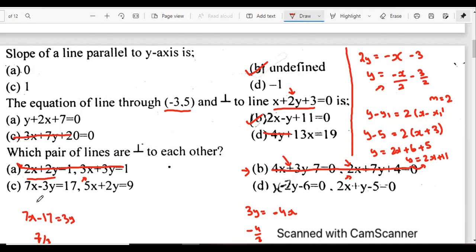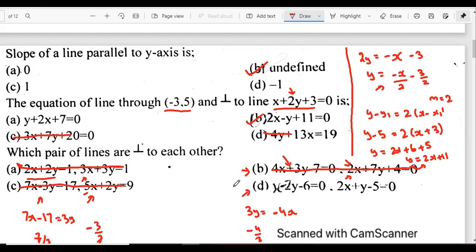7 by 3 is the slope of this line. For the line perpendicular to it, it should have the negative reciprocal, so that would be minus 3 by 7. And it does not look like that because the coefficient is 5. Let's talk about this one.